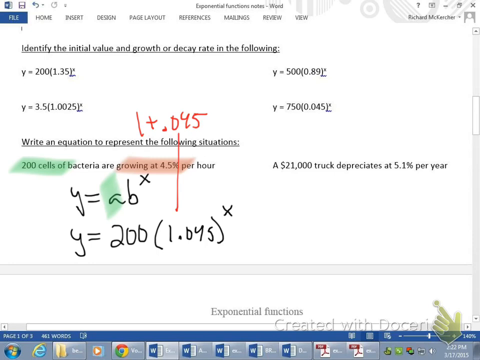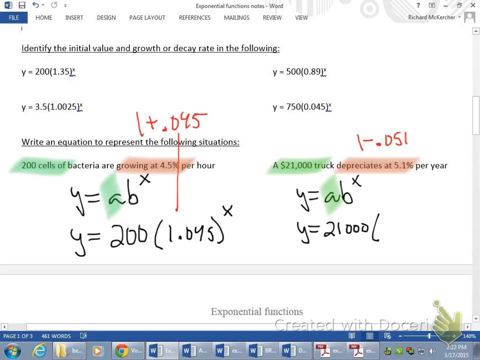Depreciate, the word depreciate, means decay. So again I start off, and again I notice what my initial value is. My initial value is a, 21,000. Now depreciate means decay. So it's 1 minus 0.051. Notice I switched it to a decimal. And then when you simplify that, you get 0.949.